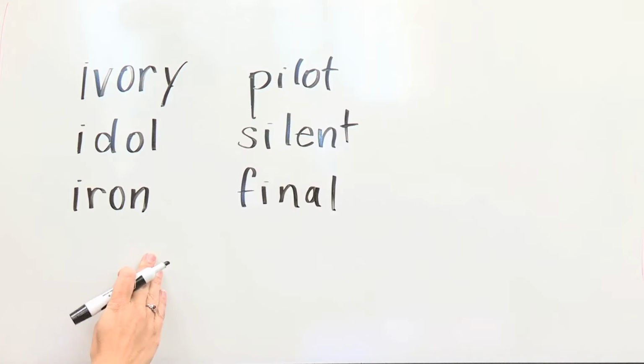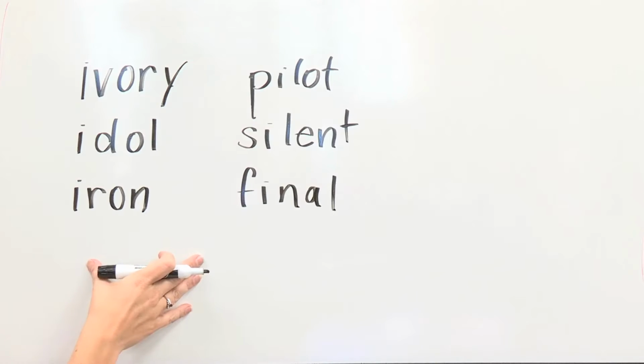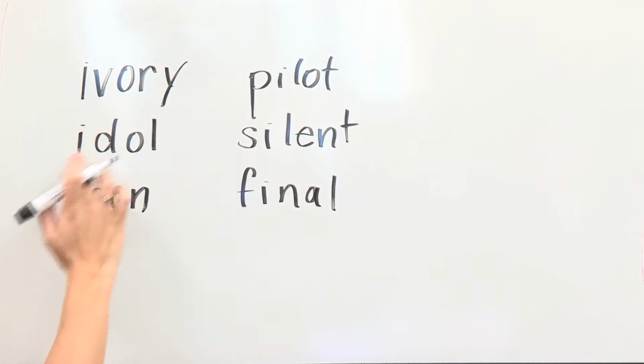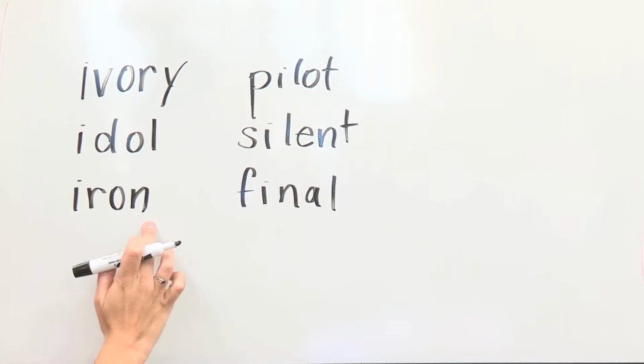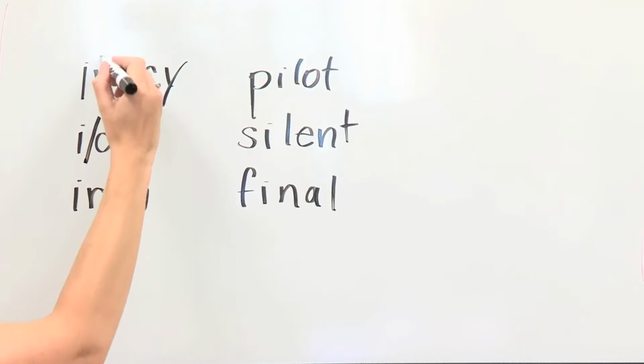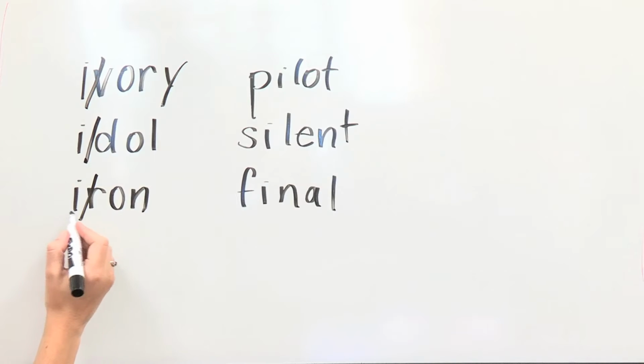Okay. So if we look at our words, and once again we're going to go by syllables. If you remember, we have ivory, idol, iron. All right. So it's the long I sound there, right? Because it's an open syllable, it's by itself, so it makes the long I sound.